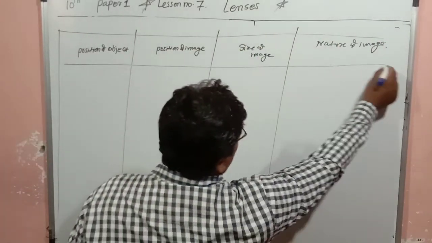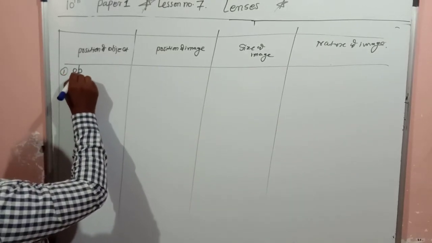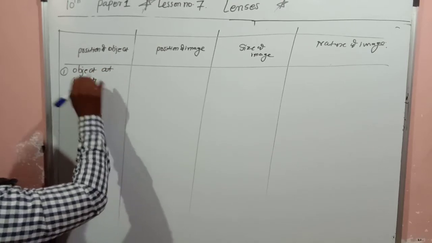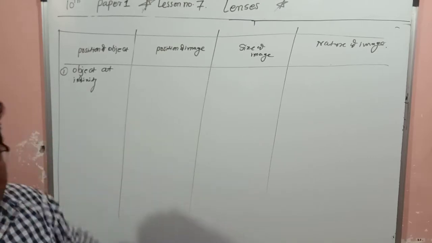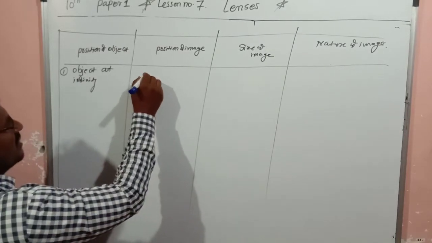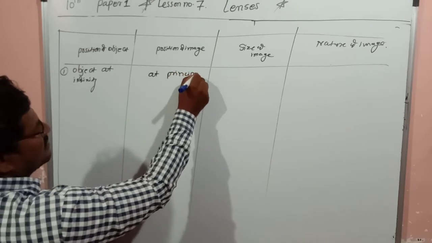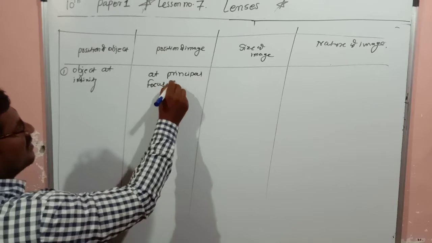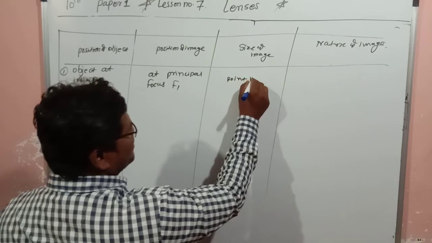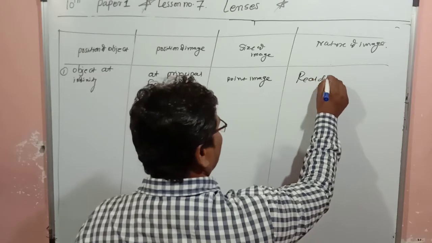Now this table we are drawing for images formed by the convex lens. So the first position is object at infinity. Then the first ray diagram you have to remember, and in that, where will be the position of image? At principal focus, F2. Size of the image is a point image. Nature will be real and inverted.